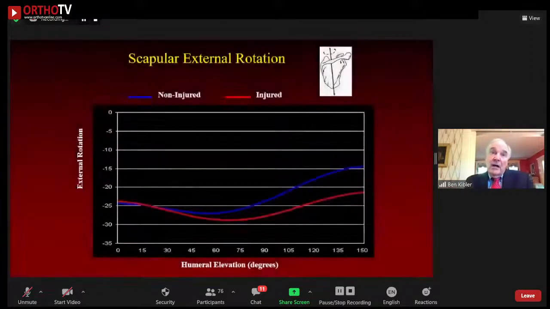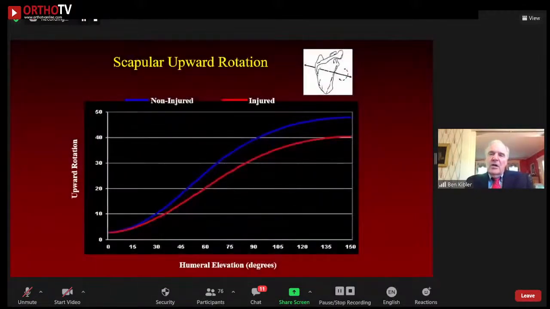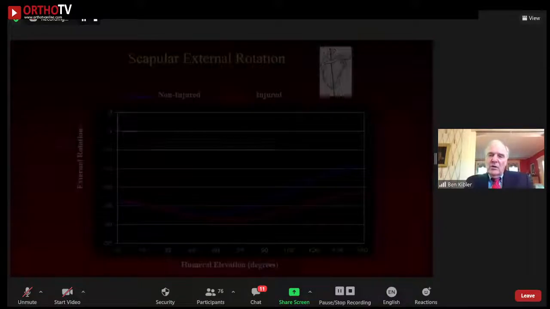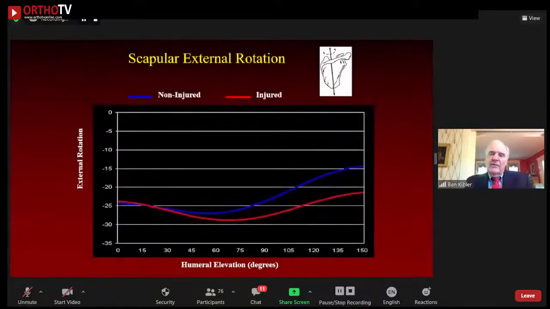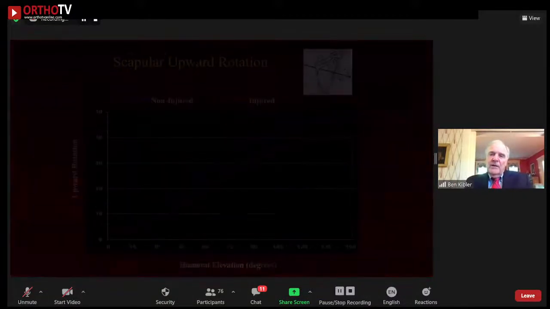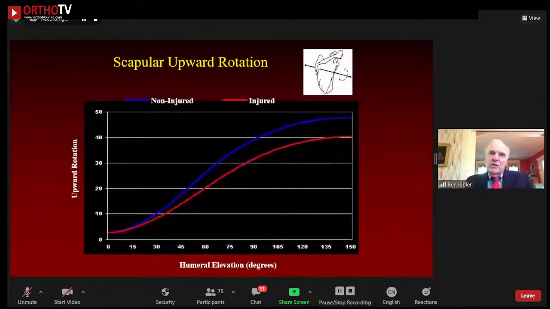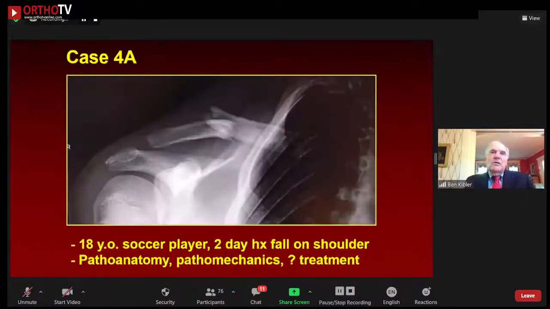Does this happen? Well, in our data, it shows that both internal rotation and upward rotation are altered in patients with injuries in the area that is of most concern, which is above 90 degrees of abduction. So very definitely, scapular position, once again, places the shoulder and the shoulder contents at increased risk of injury. Well, let's go to another case here.